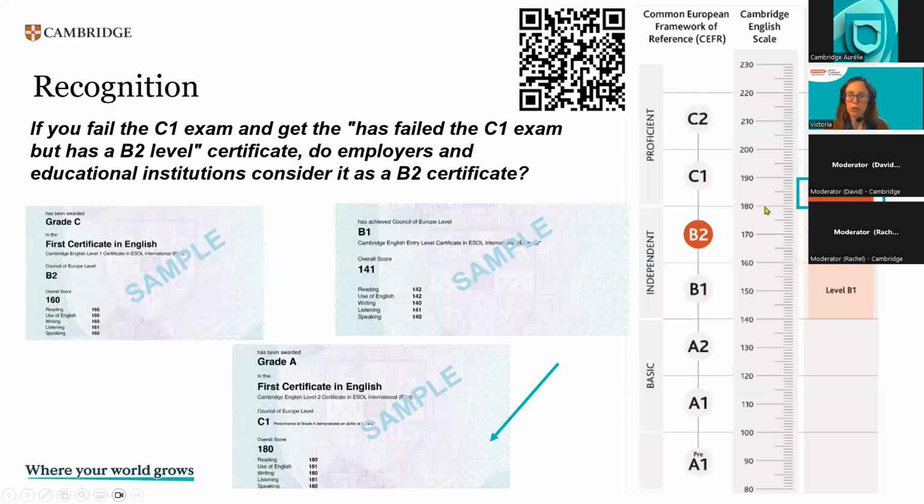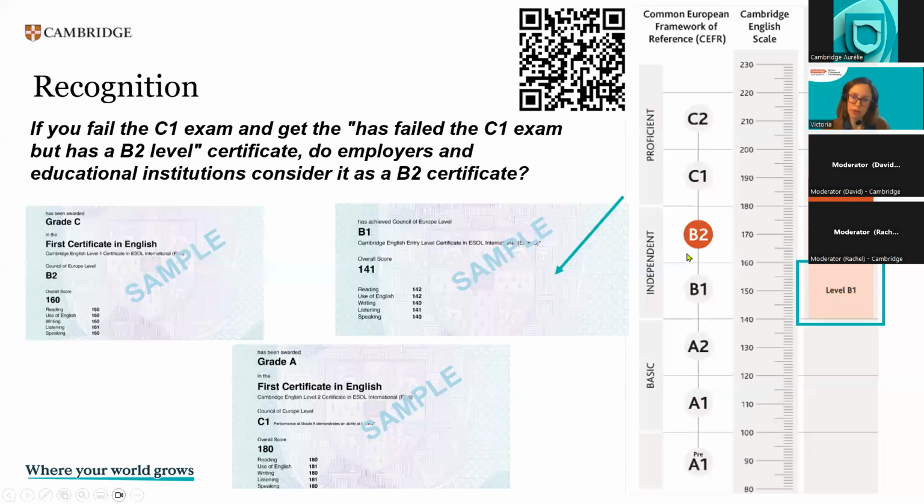If you do very well and you reach at least 180, you will be obtaining a grade A. Okay, and this grade A on the B2 First or B2 First for Schools exam represents that you have achieved a C1 level. So you will get a certificate showing this, that you took the B2 First exam, but you achieved a Council of Europe level C1.